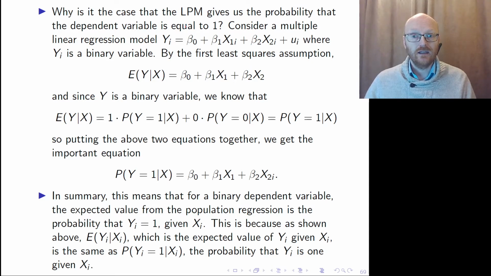So this is the intuition behind it, but why is it that the linear probability model actually gives us the probability that y equals 1? Consider this. You have this linear probability model with two independent variables, x1 and x2, and by the first least squares assumption, you know that the expectation of y given values of x, this is both x1 and x2, right? It's equal to a linear function of x1 and x2.